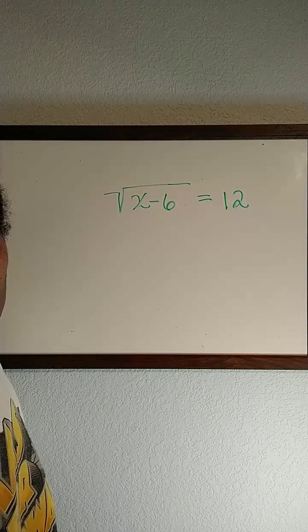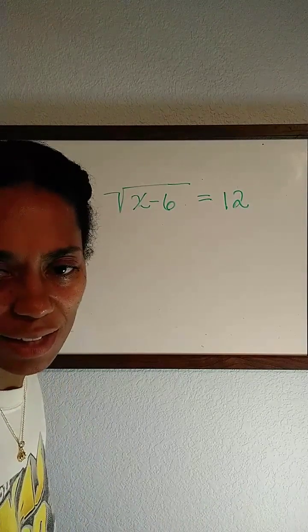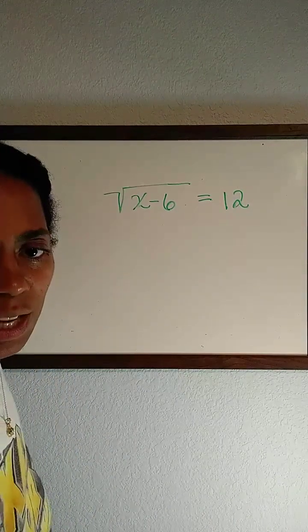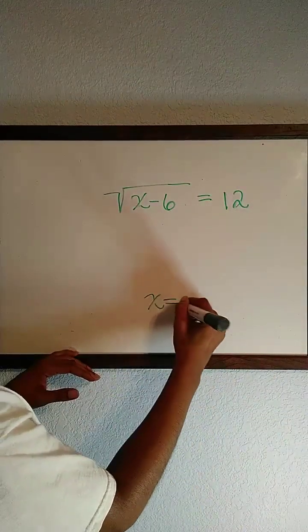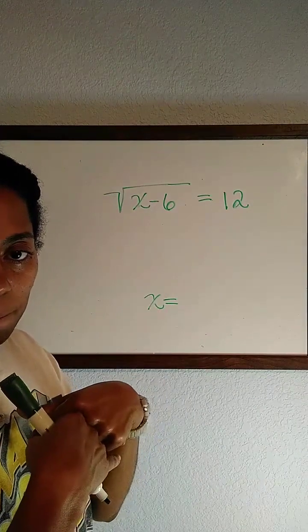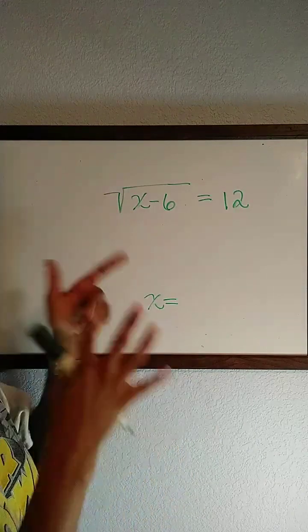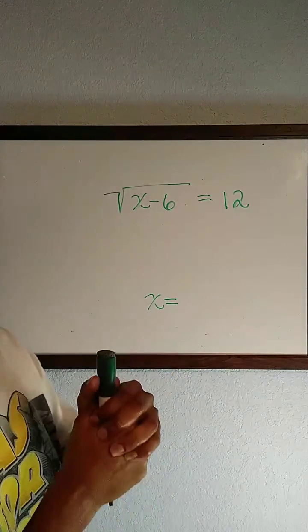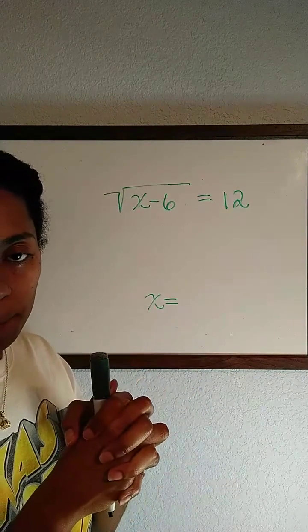You can still talk, Raven. I was going to let him say X by itself. Yes, X, everybody. So I'm trying to get X by itself. I want to know what X is equal to. Right now, X is trapped inside the radical. Yes, everybody wants to get the variable. So how do I get the variable by itself? What steps do I take to get it by itself?